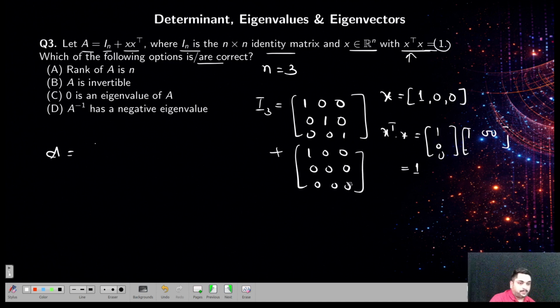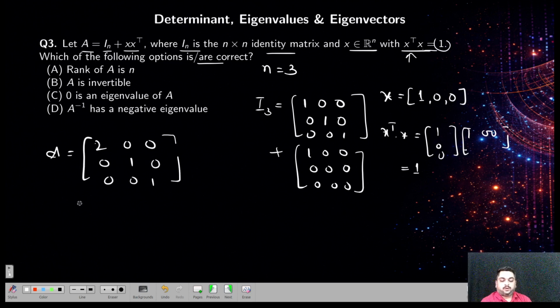Now, this becomes A is equal to 2, 0, 0, 0, 1, 0, and 0, 0, 1. What are the eigenvalues for this matrix, a diagonal matrix? So, eigenvalues will be 2, 1, 1. So, definitely, there is no 0 eigenvalue, hence the rank of A is n. Because it is not further reducible. Rank is n only, n cross n matrix. A is invertible, yes, right?